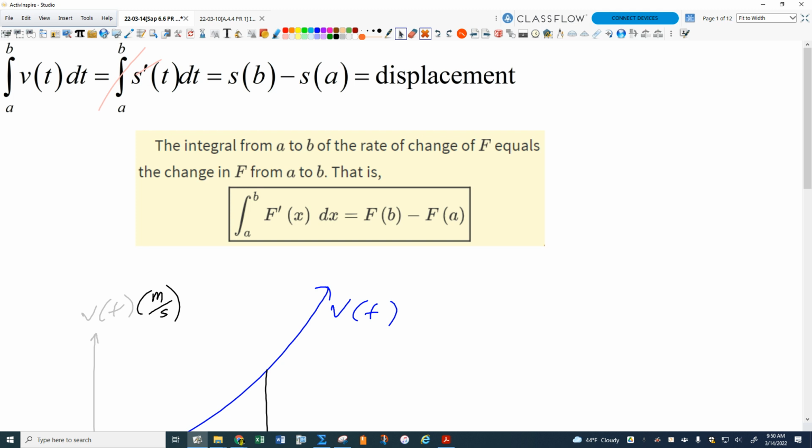Okay, and then in general, this is just lifted right out of our textbook. The integral from A to B of the rate of change of f equals the change in f from A to B, right? So the integral of the rate equals the value of the function evaluated over our limits. Okay, that's always true.